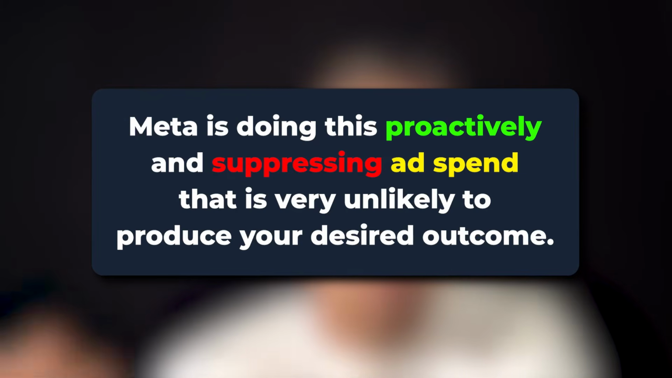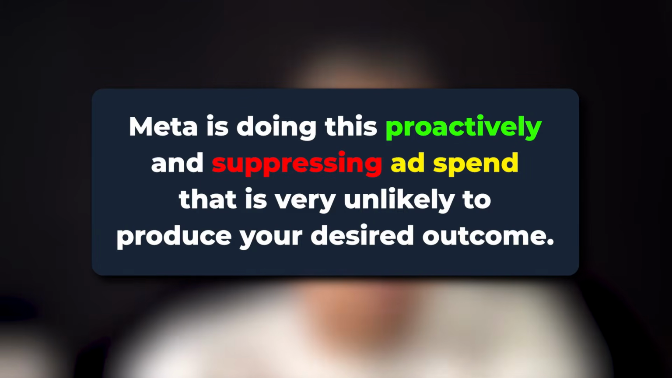And you're sitting there thinking, well, how does Meta actually know this won't work with such little spend? I would say, and I have other episodes on this, that one of the greatest features of manual bids is that Meta is doing this proactively and suppressing ad spend that is very unlikely to produce your desired outcome. If you think about how much money gets wasted in ad accounts every month on creative testing, probably hundreds of thousands of dollars are completely lit on fire by people forcing spend on creative that isn't working.